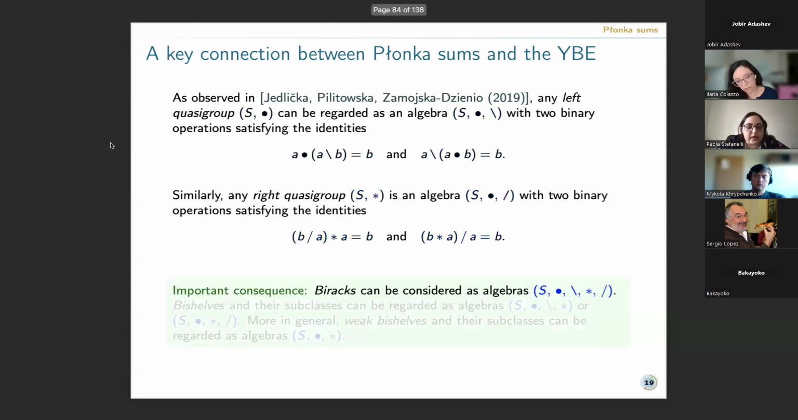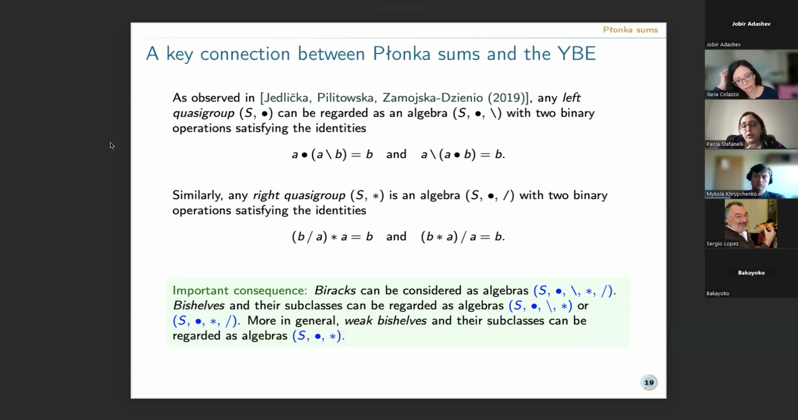And as a natural consequence, birack can be considered as algebras with four binary operations. In the same way, bi-shelves and their subclasses can be regarded as algebras with three binary operations. It depends if they are associated to a left or a right non-degenerate solution. More in general, weak bi-shelves and their subclasses can be regarded as algebras (S, ·, ∗), because we don't know any other particular properties on the solution R.